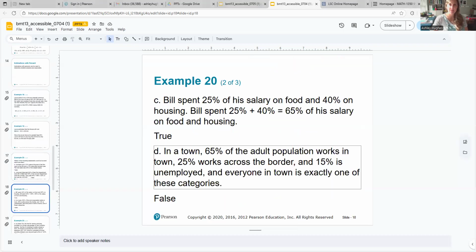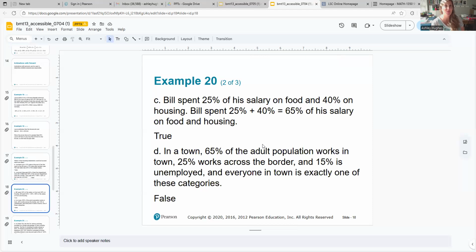Bill spent 25% of his salary on food and 40% on housing. He spent 65% of his salary. Yes, that's true. In a town, 65% of the adult population works in town, 25% works across the border and 15% is unemployed. Everyone in town is exactly one of these categories.